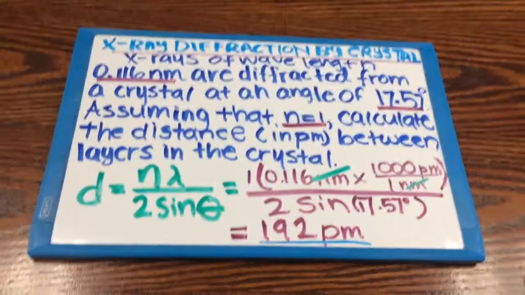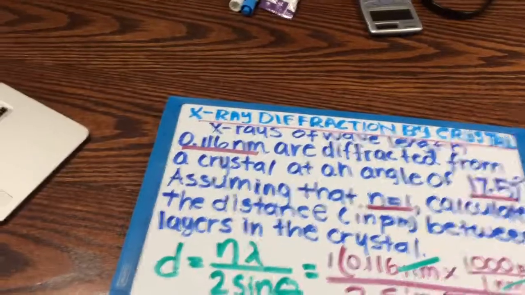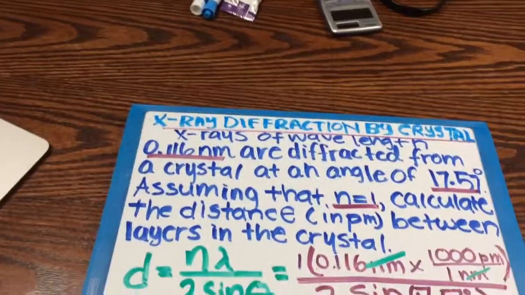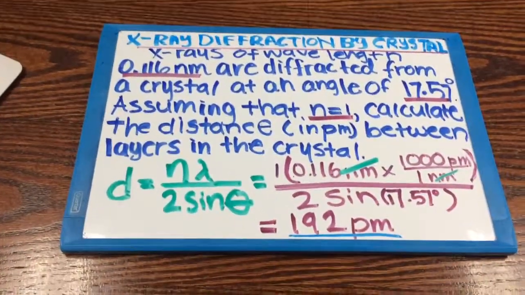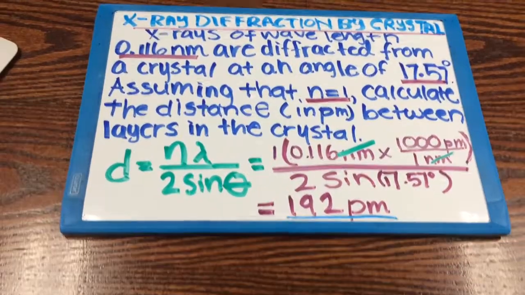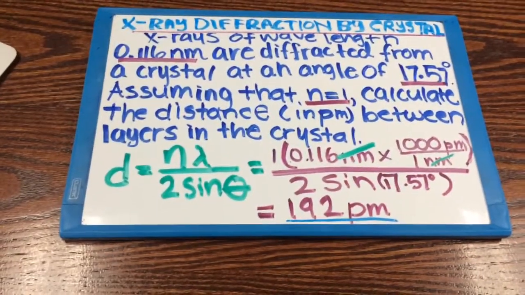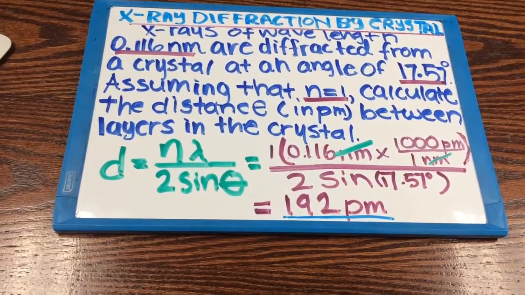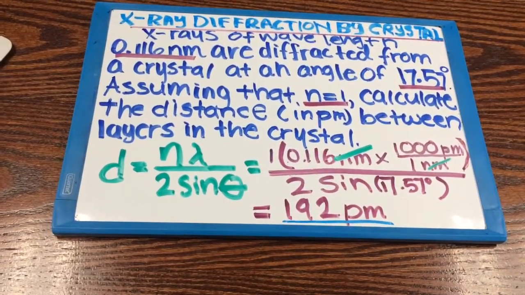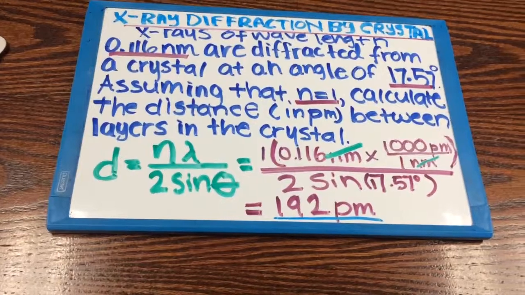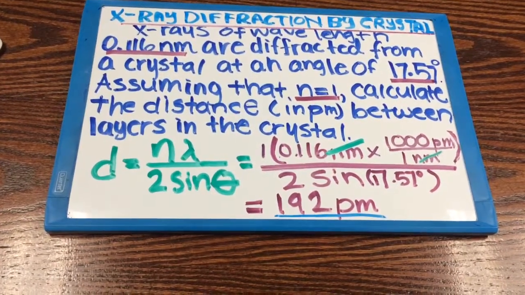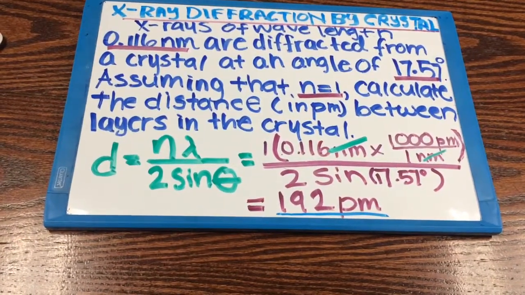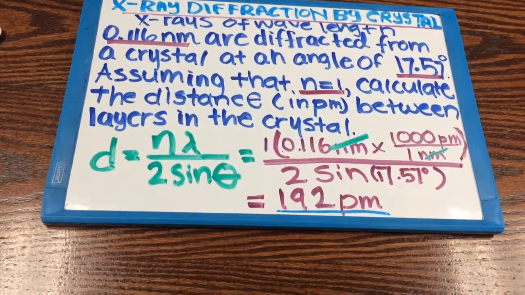Therefore, 1 nanometer equals 1,000 picometers. So that's why we are multiplying it. Then we need to divide it by 2 sine times the angle, that is 70.57. Solving this, we get an answer of 192 picometers.